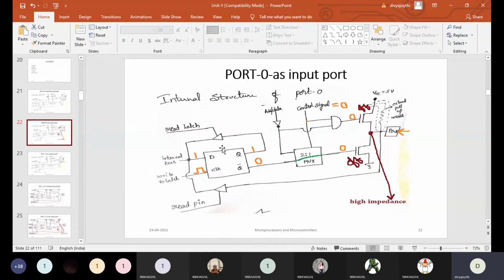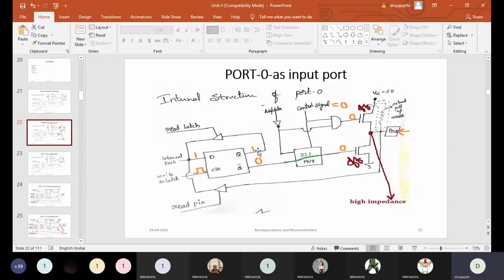And in order to activate the D flip-flop, the clock should be enabled. So through write to latch, using this particular write to latch pin, you will give your clock. Now the input is ready and the clock is also enabled, so the same input will come out as an output. We are giving 1 because we want to use port 0 as an input port. So to use port 0 as an input port, 1 should be given. I have given 1, and 1 is considered as the output.